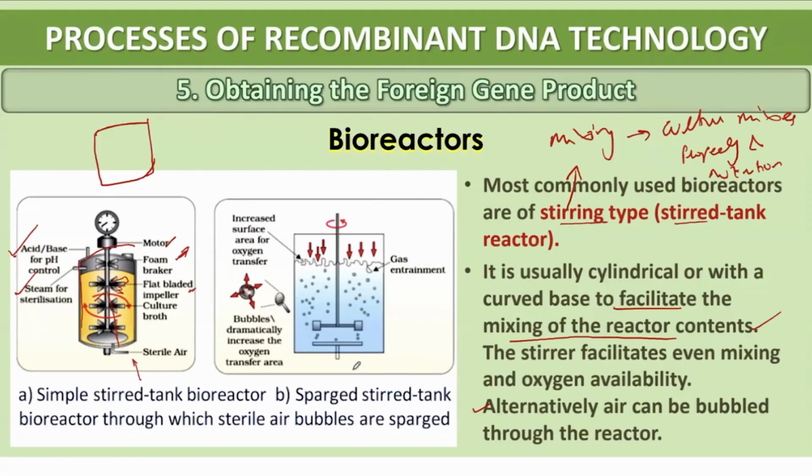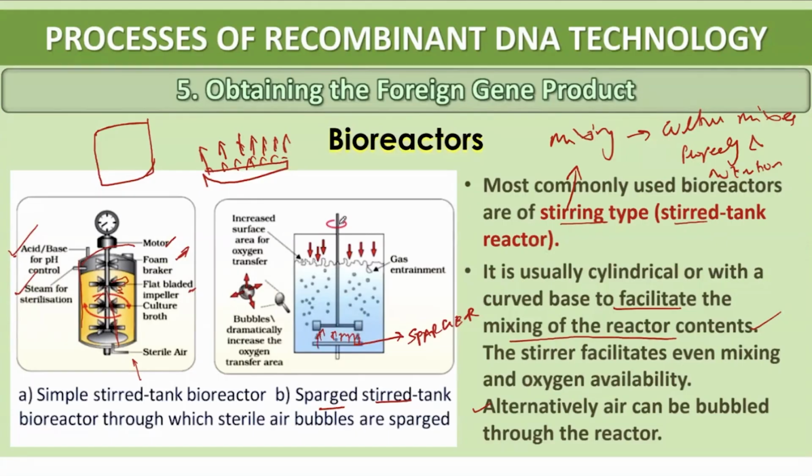Simple. Then we have this sparged stir tank bioreactor, through which sterile air bubbles are sparged. As you can see, this is a very simple design, but sometimes this kind of simple force on the reactor is needed by the organism or by the product itself. So in the sparged one, what we have is a sparger. So what is a sparger basically? Just like your shower, these are the nozzles, and from below, it will give in sterile air. So this sparger will give sterile air.